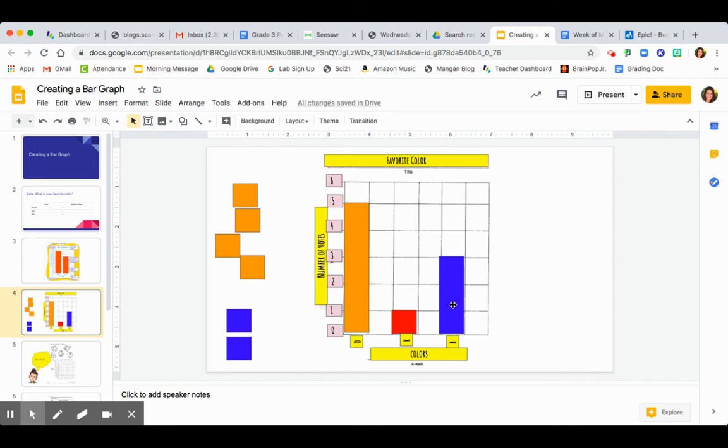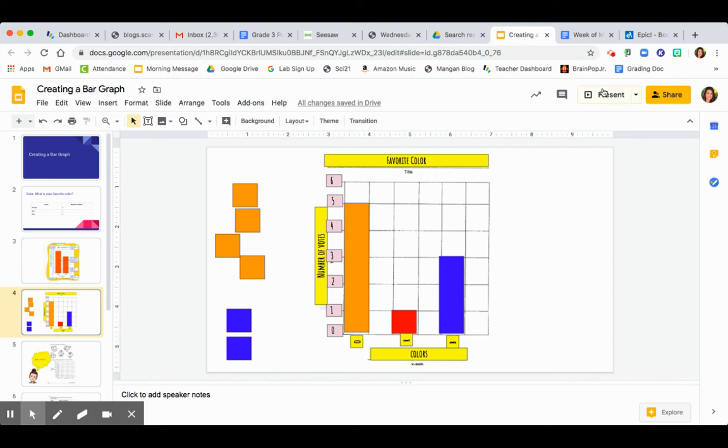They are not touching. They've got labels. I know exactly when I'm looking at this what kind of information I can gather. So I can see that orange got the most votes, red got the least amount of votes, blue is right in the middle. I can start thinking about how many more votes blue got than red, how many I got in all, and I can answer all sorts of questions about the favorite colors in this class.